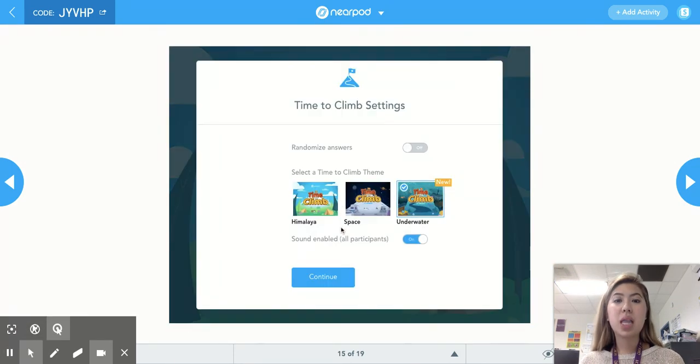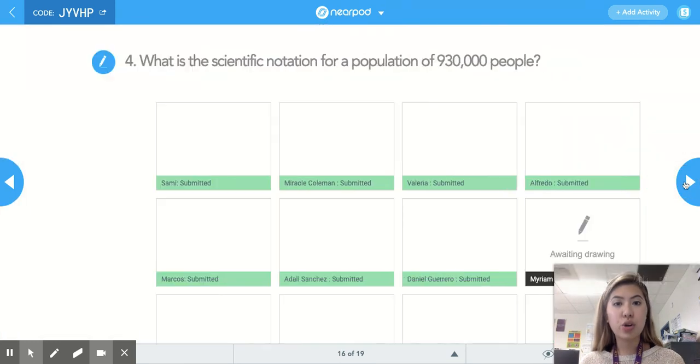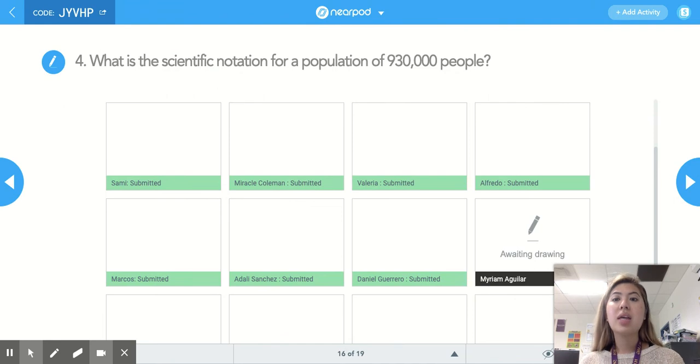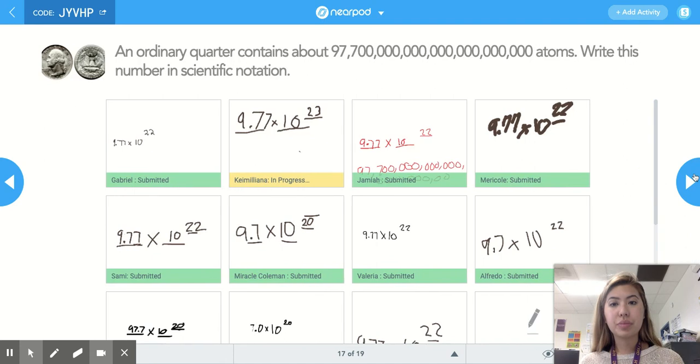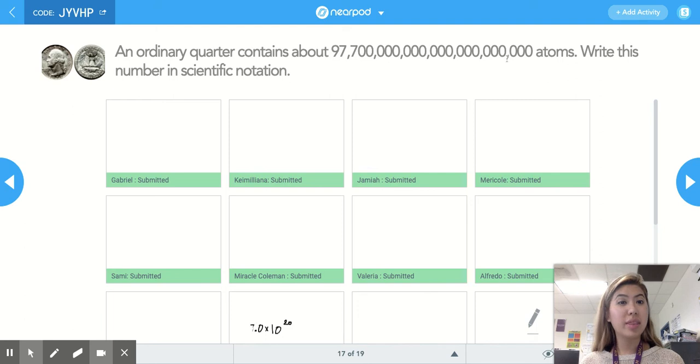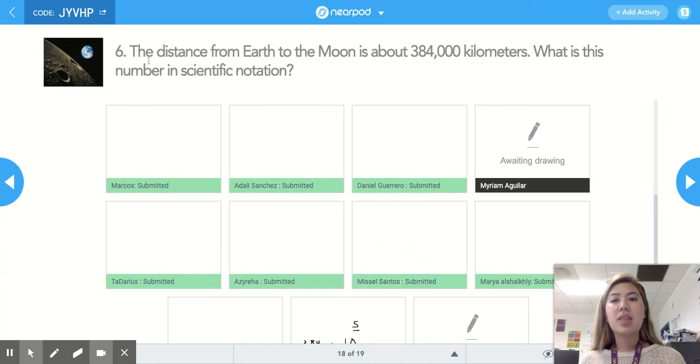Then we have a time to climb activity with 3 questions. It's like a little quiz or Kahoot type question. Then you have to write what is the scientific notation for a population of 930,000 people. Then we have the problem, an ordinary quarter contains about this many atoms. Write this number in scientific notation. The distance from Earth to the moon is about 384,000 kilometers. What is this number in scientific notation?